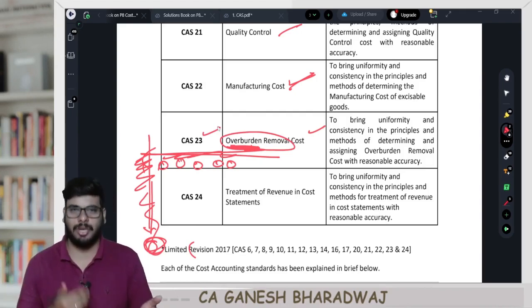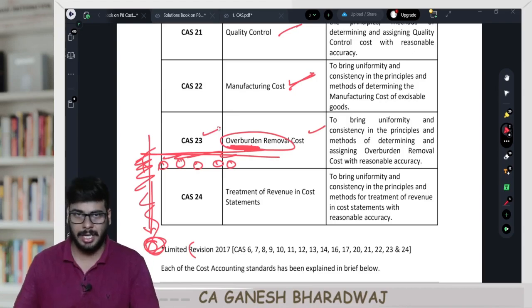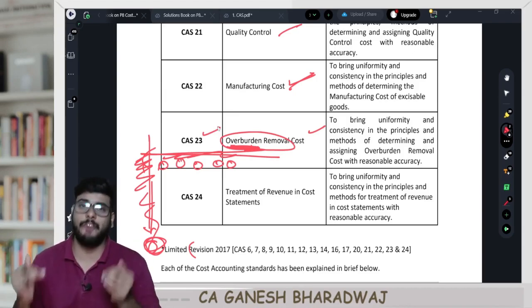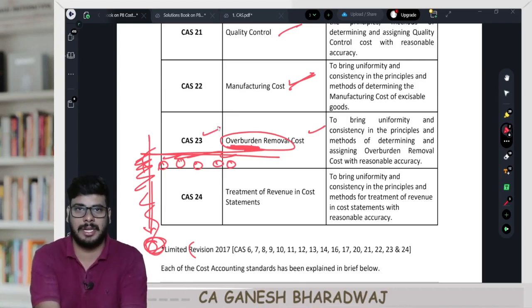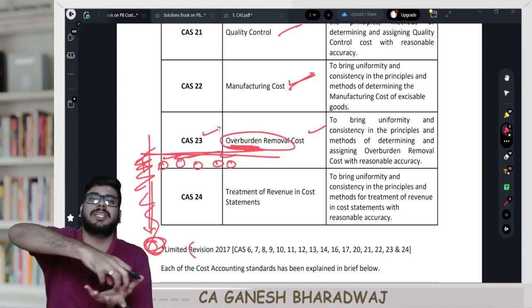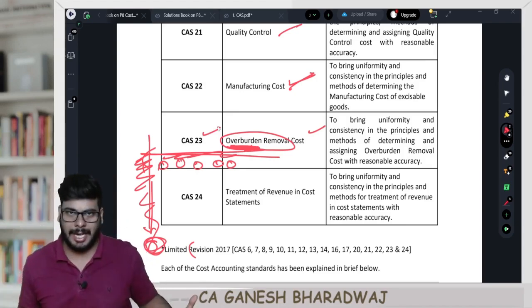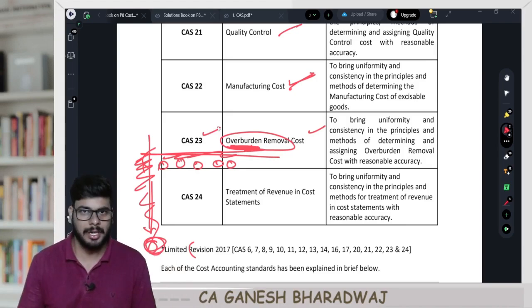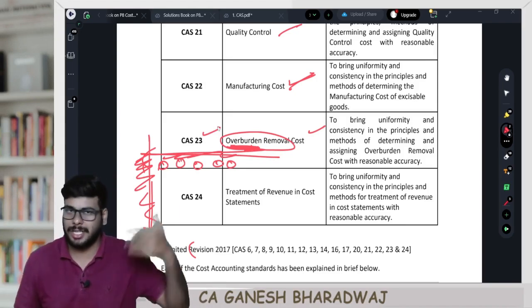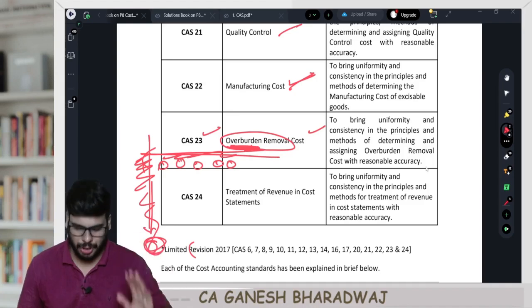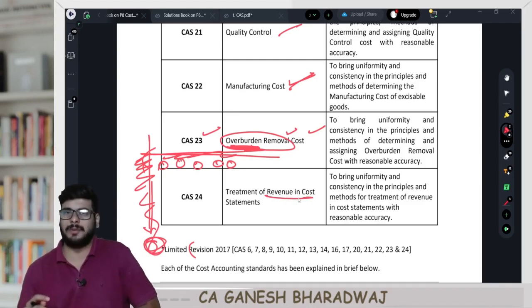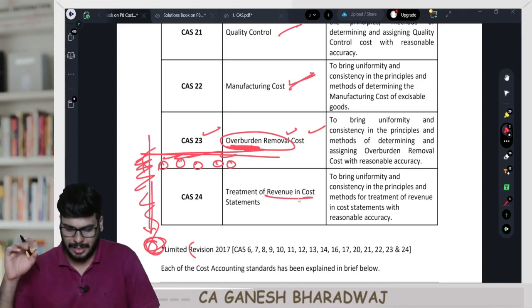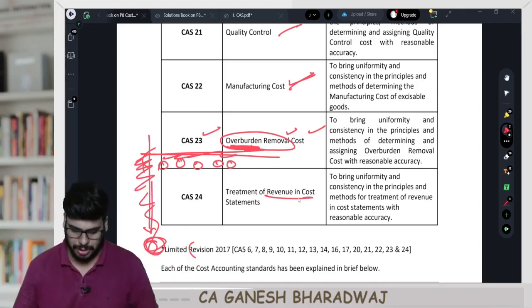This overburden removal cost, if you are talking about a mining sector, in that case should come under the category of production overheads. It's an indirect manufacturing cost, right? It's one of the manufacturing activities, excavating and extracting this particular ore. Any cost relating to that should come under your production activity only, but it is indirect in nature, hence we will be putting it under your production overheads. But you should know what it stands for. Clear with this, guys? And CAS number 24 talks about treatment of revenue in cost statements. So how do you treat the revenue and all of that? Clear with this, guys? This is the whole set of 24 cost accounting standards.